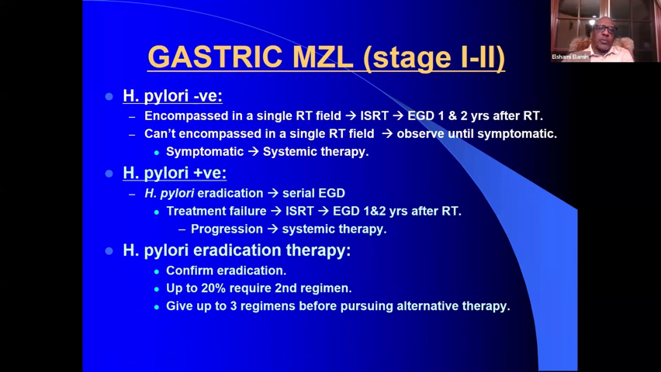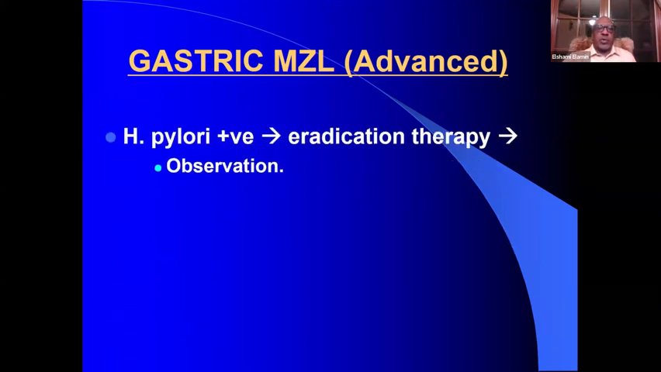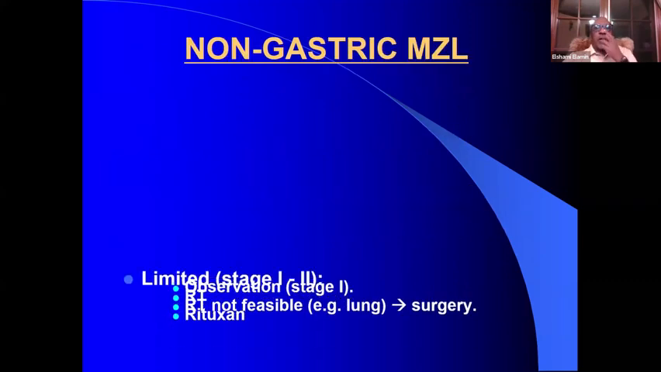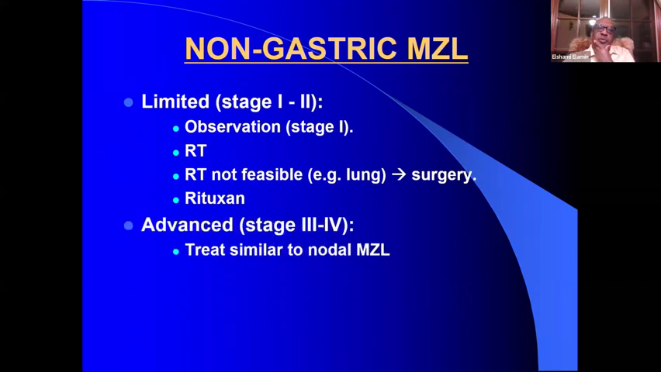Otherwise you give an H. pylori regimen to eradicate the bacteria, and you may need more than 2 regimens before you can say it is not effective. If advanced, still eradicate, and you may observe. And very last, you use rituximab for symptomatic patients with or without chemotherapy. Non-gastric marginal zone lymphoma: if it's limited, stage 1 or 2, observe or radiation. If advanced, treat similarly to nodal marginal zone lymphoma.